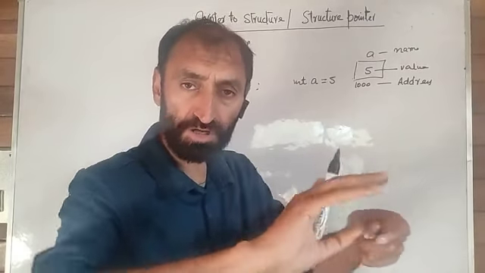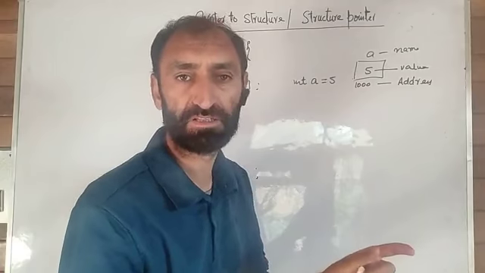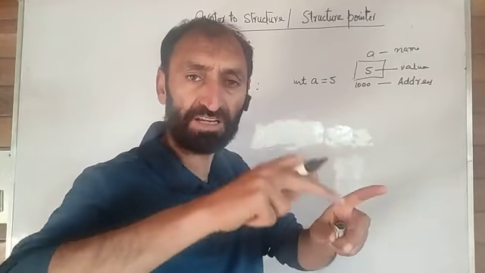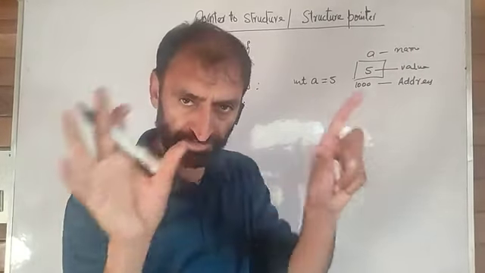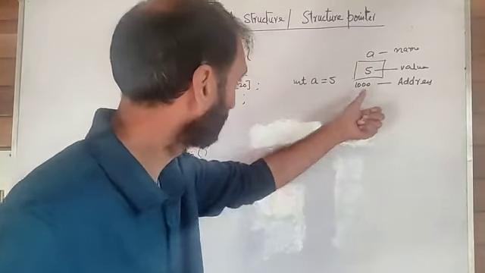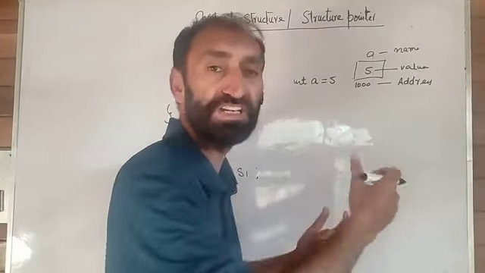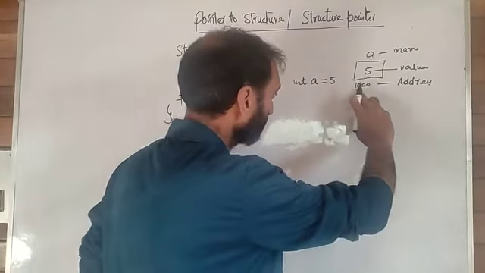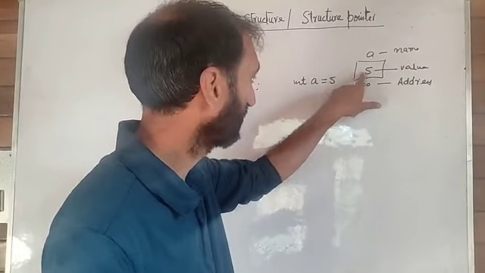Actually, the addresses are in hexadecimal format. I have already told you in previous videos that addresses are actually in hexadecimal format. But here, for simplicity and for understanding purposes, I have written it in integers. I suppose that 1000 is the address of this A.